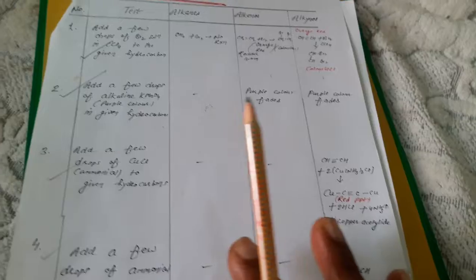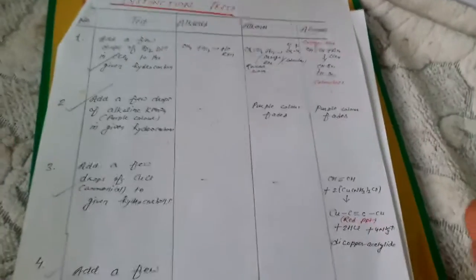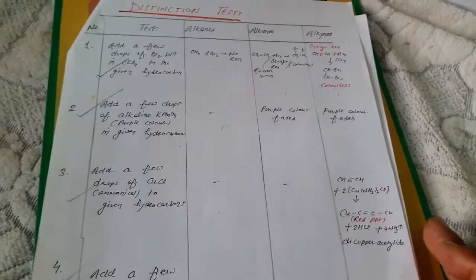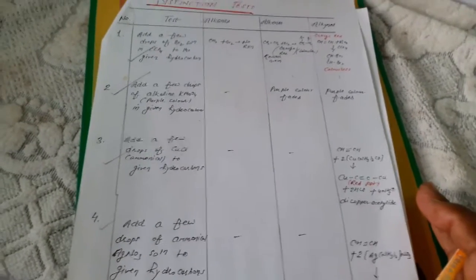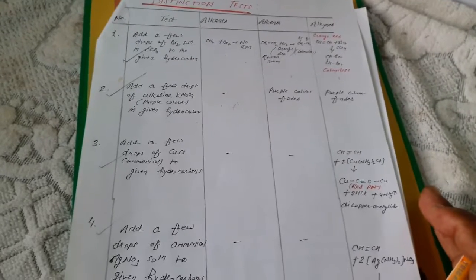So dear students, revise this article: properties, preparation, physical and chemical properties, along with uses and distinction tests. So this one is the last article. After that we will solve the worksheets.